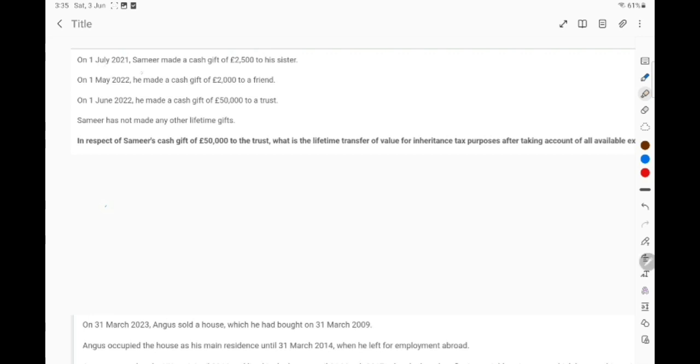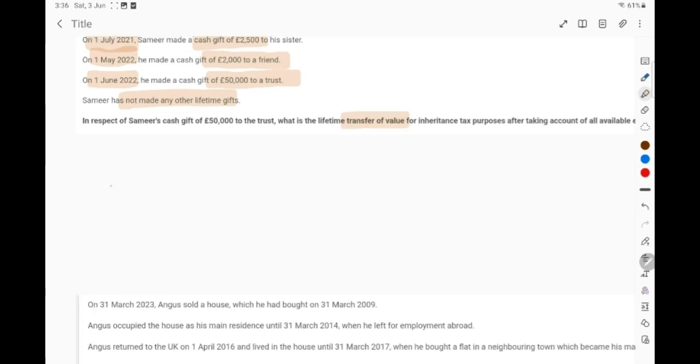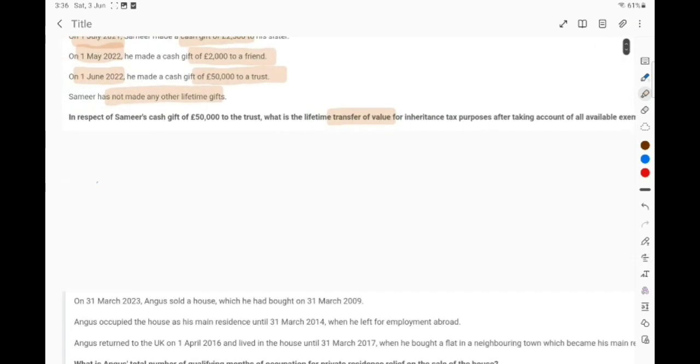On 1st July 21, Samir made a cash gift of 2,500 to his sister. On 1st May 22, he made a cash gift of 2,000 to a friend. And on 1st June 2022, he made a cash gift of 50,000 to a trust. Samir has not made any other lifetime gifts. In respect of Samir's cash gift of 50,000 to a trust, what is the lifetime transfer of value for inheritance tax purposes after taking account of all available exemptions?